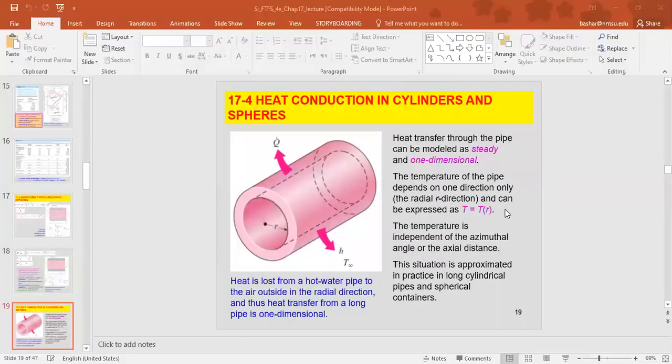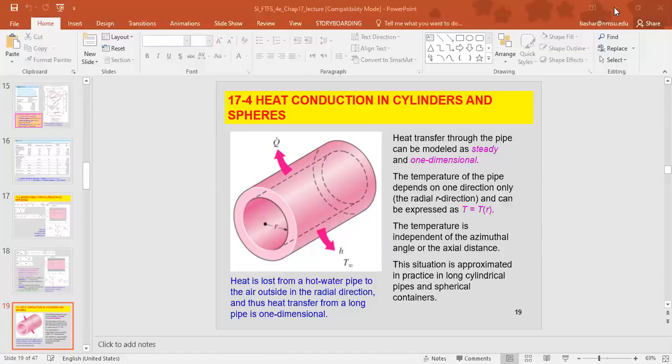Okay, that's all for this chapter. Let's move to another chapter. That's one section from chapter 18, and by that we will finish all the material of this course. So chapter 18 talks about transient heat conduction.